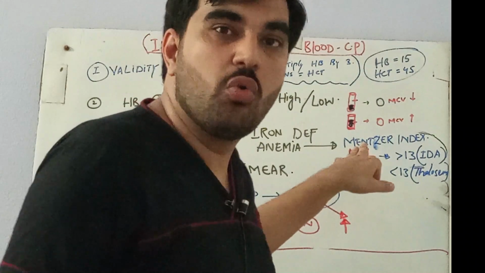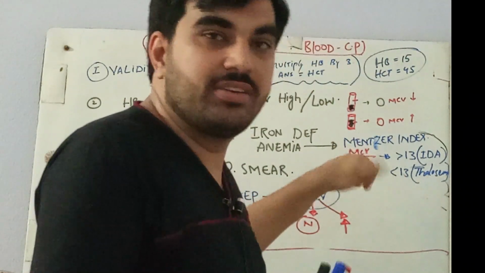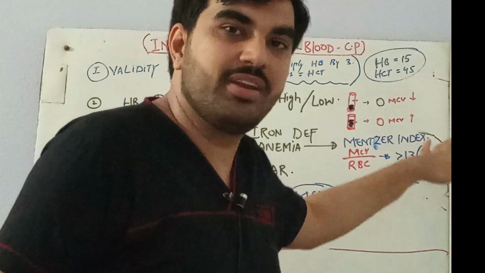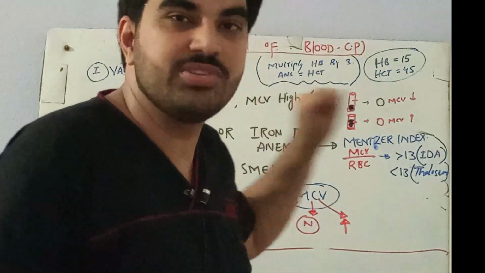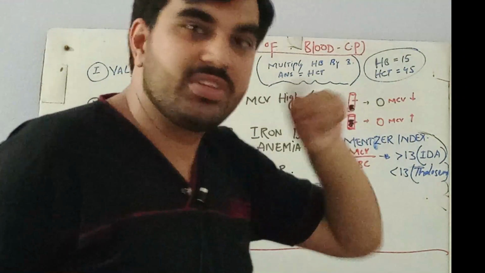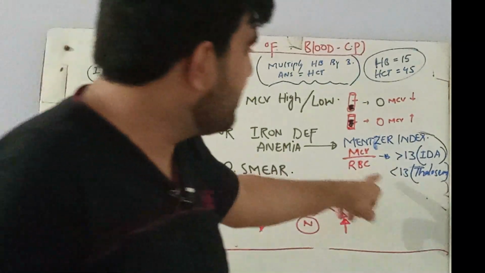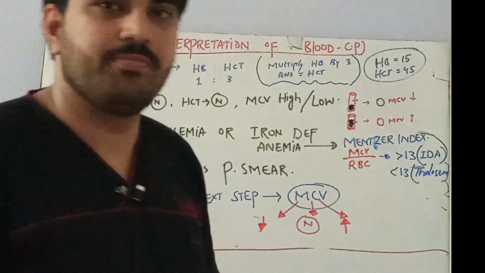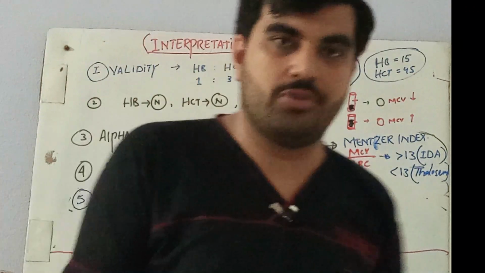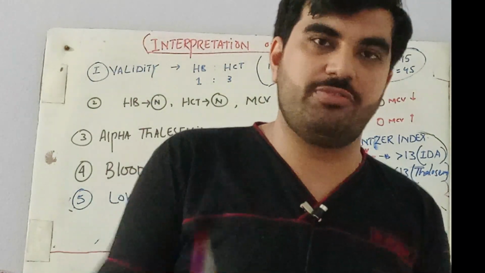But when will you suspect this? You apply the Mentzer index. The Mentzer index is, you divide MCV by RBC. If that is more than 13, this is iron deficiency anemia. If that is less than 13, this is alpha thalassemia. Because in majority of cases there is confusion.